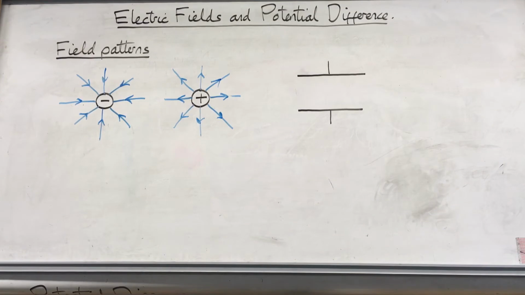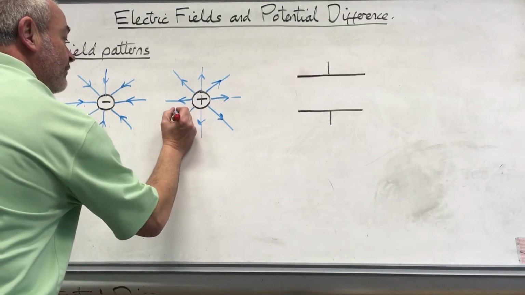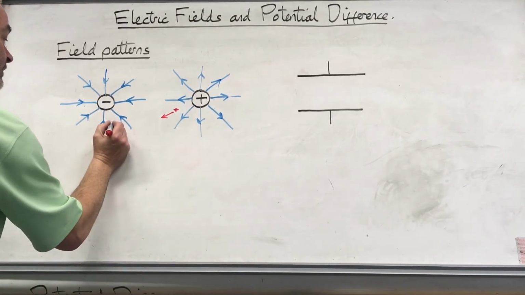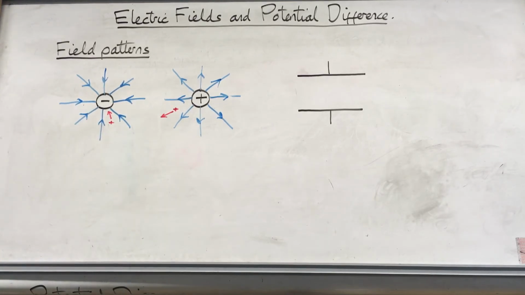Now, the direction for any electric field is the direction that a small positive particle would move when placed in that field. So if I placed a small positive, then it would be repelled in that field, whereas it would be attracted in that field. So the direction is all to do with positive particles.